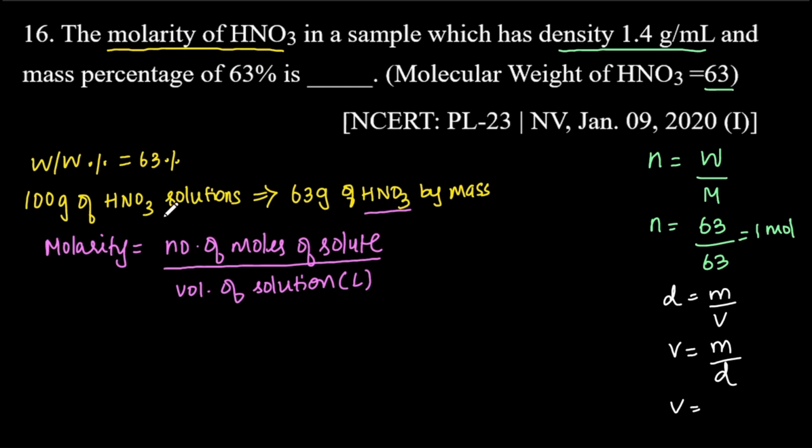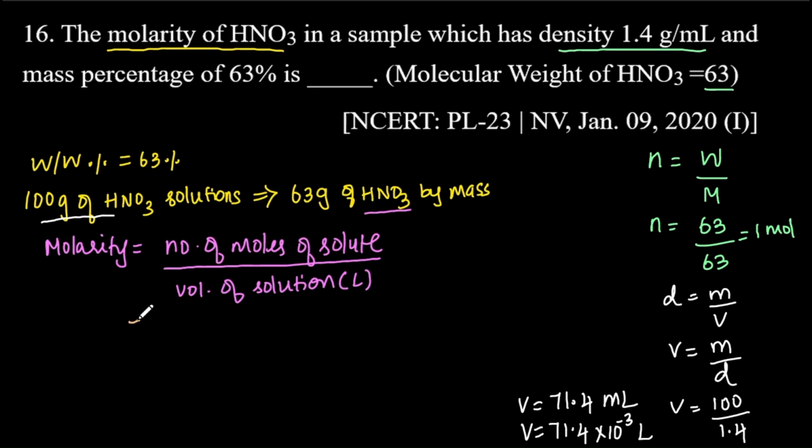So from the first statement itself, the mass of the solution is taken as 100 gram. So in the numerator, you have to substitute 100 gram divided by the density, which is given as 1.4. When you solve this, you will get 71.4 milliliter. Why? Because density is given as gram per milliliter, so the volume also we will get in milliliter, but for molarity, volume should be in liter. So you just have to multiply 71.4 by 10 power minus 3. So milliliter is converted to liter. So we got the numerator as 1 mole and the denominator is 71.4 into 10 power minus 3.